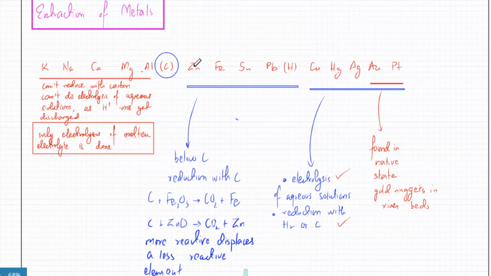The same happens to zinc as well. You can react carbon with zinc ores, and oxygen will be removed by carbon. Carbon dioxide will be formed, and zinc metal is going to be produced.